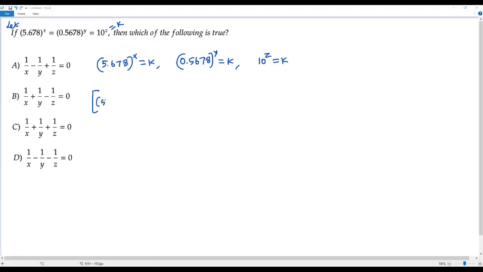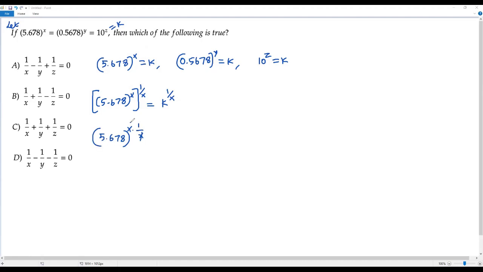Then we have 5.678 to the power x is raised to the power of 1 over x. On the right side also we have to raise this k to the power of 1 over x. Then I am getting k to the power of 1 over x. Here a power is raised to another power. Whenever a power is raised to another power, we have to multiply the two exponents using the power of a power rule in exponents. Then I'm getting 5.678 raised to the power of x times 1 over x.